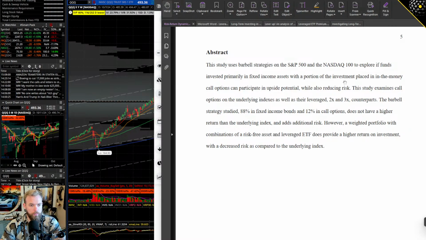So let's see. This study examines call options, underlying indices, as well as their leverage counterparts. The barbell strategy is 88% in fixed income, 12% in call options. I actually kind of like that. It does not have higher return than the underlying index because of the volatility and adds additional risk. Yep. However, a portfolio weighted with a combination of risk-free assets and leveraged ETF does provide higher ROI, which is exactly what we'd expect, with a decreased risk as compared to the underlying index.